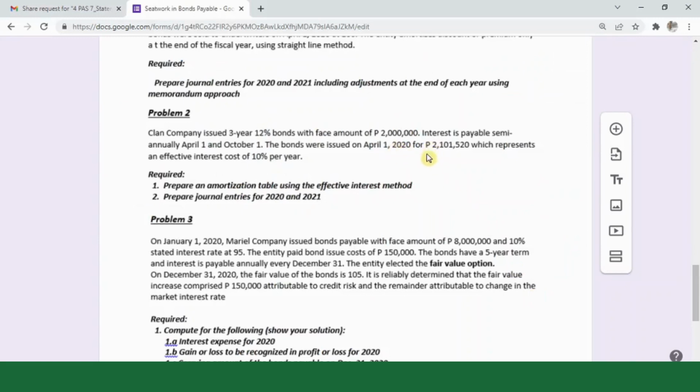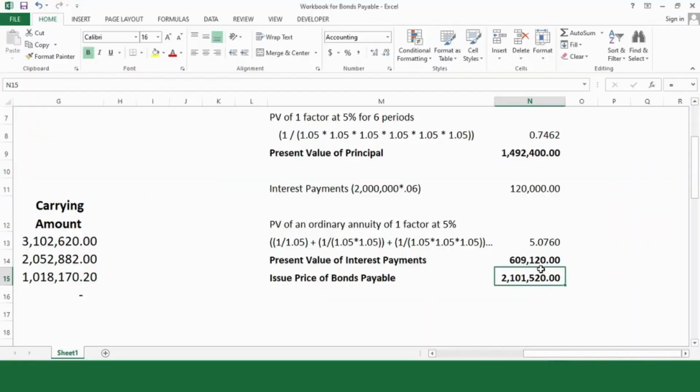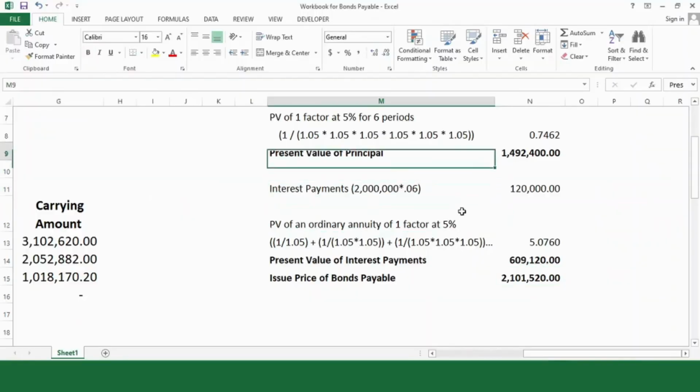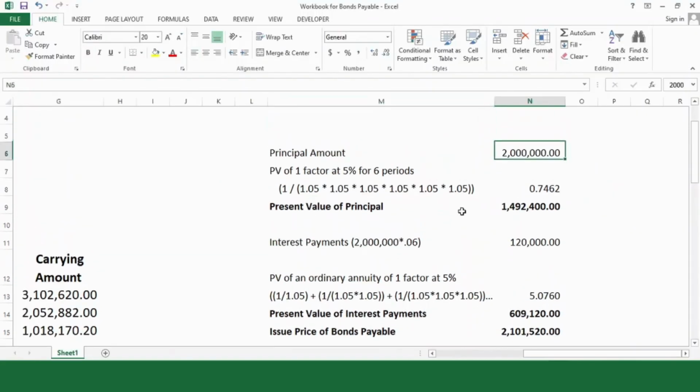So, pareho lang din naman iyan. Mabait ang problem dahil pinakita na niya ang issue price dito. So, we don't need to get this, no? Kasi binigay na. Pero kung sakaling hindi, you need to compute. Okay, kahit papaano alam ninyo na iyan. Sa exam, sasabihin naman ni sir, for example, kung hindi given ang issue price, kung anong decimal point ang kailangan mong gamitin in getting the present value factors.